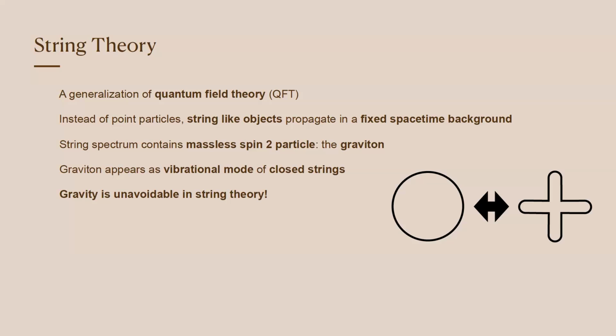String theory was originally started as a theory of elementary particles to explain the strong interaction. When people started formulating this, they discovered that it contains a spin-2 particle, which is the graviton. So gravity naturally emerges from string theory. So in that way, it is a quantum theory of gravity, which is a good thing.